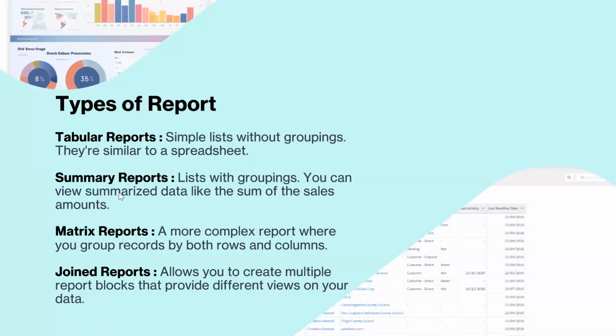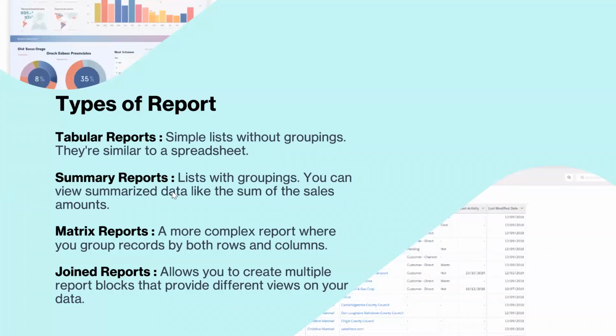So similarly, the first type of report, the tabular report, is exactly like that, right? It is a very simple list without any kind of groupings. They are exactly similar to a spreadsheet, okay? But the only thing is that you are not manually entering the data. You are creating a normal tabular report in Salesforce, and you just need to select the object on which you want to create the report, and Salesforce will generate a report for you, okay?